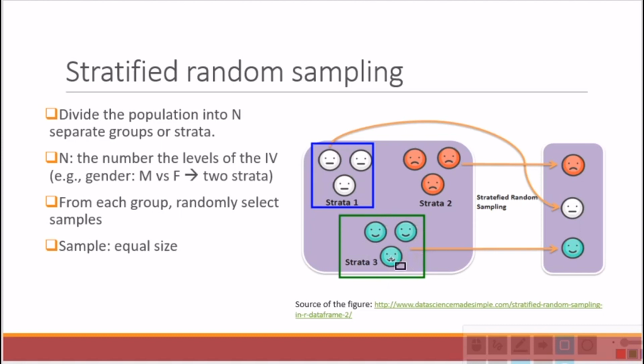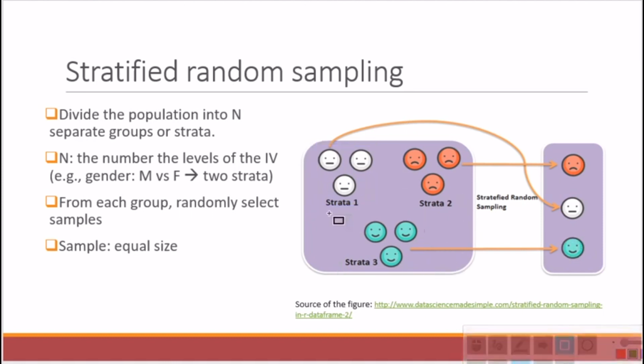Why do we do this? Because this is especially important when the number of subjects in each stratum is not equal across those strata. So then everybody here will be assigned the same chance of being selected in our sample. And same here, and same here.